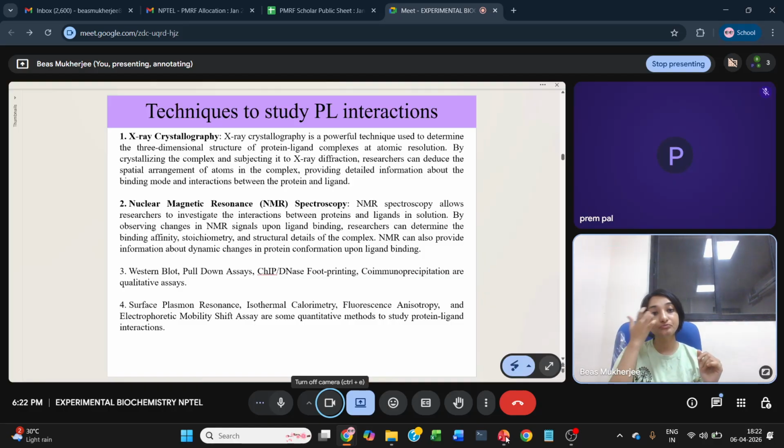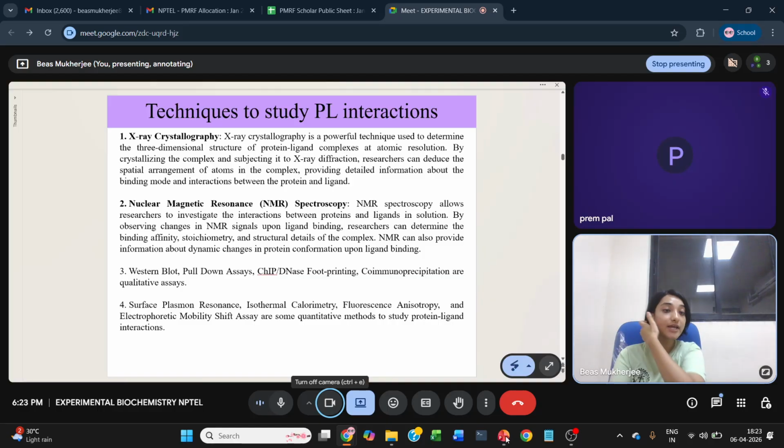Now, these are very specialized techniques. But the everyday techniques that you use, what are they? For qualitative detection of whether a particular protein is interacting with a ligand or not, we can use Western blot if the binding partner is a protein. Western blot can be used, pull-down assays can be used, ChIP or DNA footprinting assay if the ligand is DNA. ChIP is chromatin immunoprecipitation, and then we have co-immunoprecipitation, etc. These are all qualitative assays, so whether the binding is happening or not.